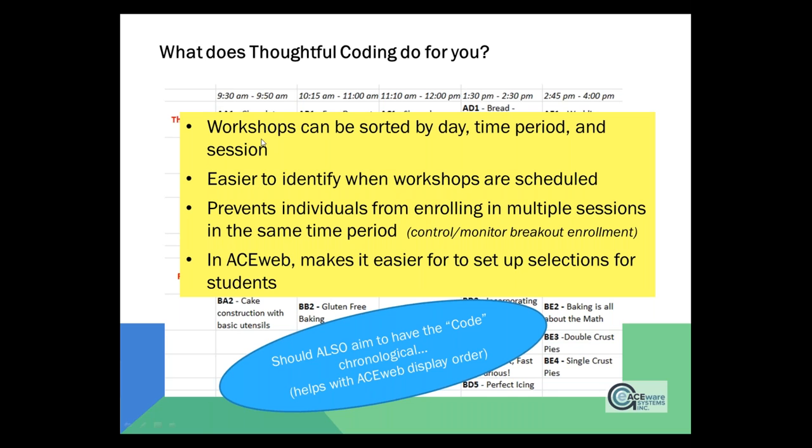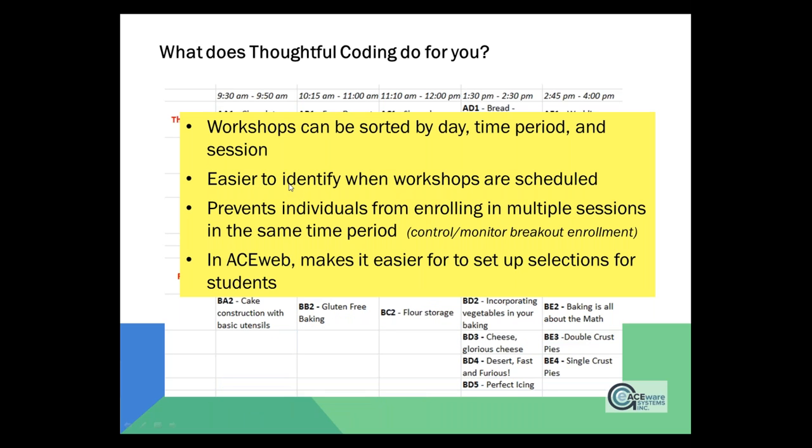Well, let me kind of review this again as to why we're doing this. Workshops can be sorted by day, time, and session. And again, by using proper coding, it's easier to look at a workshop and figure out which one you're working with. And by using this consistent coding, you can restrict the number of workshops, or you can keep people from double enrolling during one breakout session. In other words, at 10 o'clock on Monday, you can't enroll in three workshops because you can only be at one at one time. I guess virtually, maybe you could with three anyway.